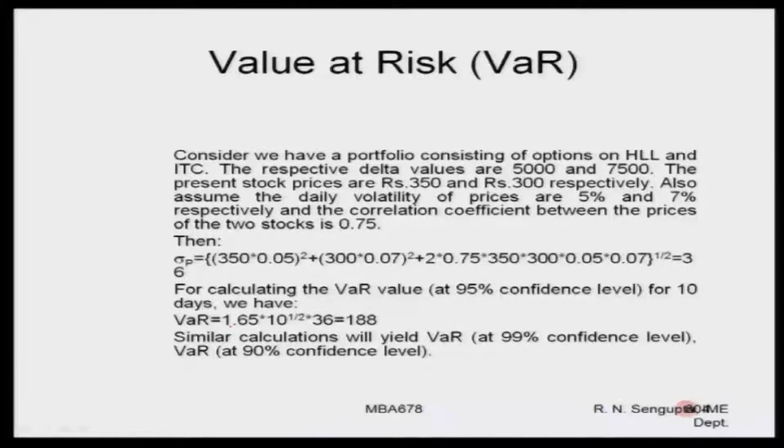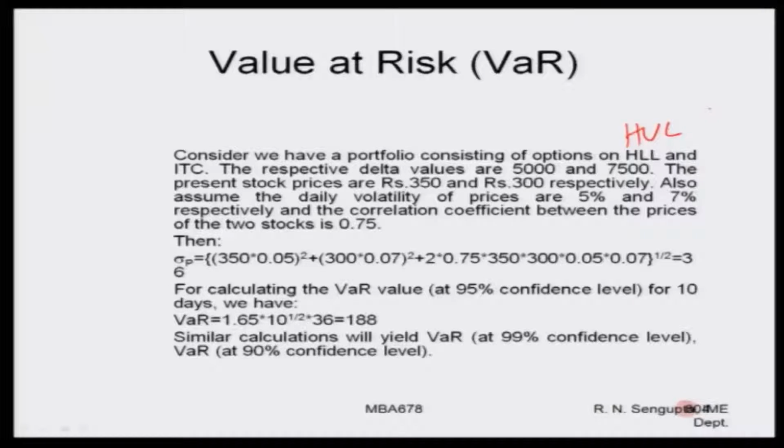Consider we have a portfolio consisting of options on HLL or HUL, whatever you say, Hindustan Unilever Limited, and ITC. The respective delta values are 5000 and 7500, which means the rate of change of the portfolio with respect to HUL is 5000, and with respect to ITC is 7500. The present stock prices are 350 for HUL and 300 for ITC. Also assume the daily volatilities of prices are 5% and 7%, and the correlation coefficient is 0.75. Then again you do the same thing, you find the variance here, the variance here and the covariance here.